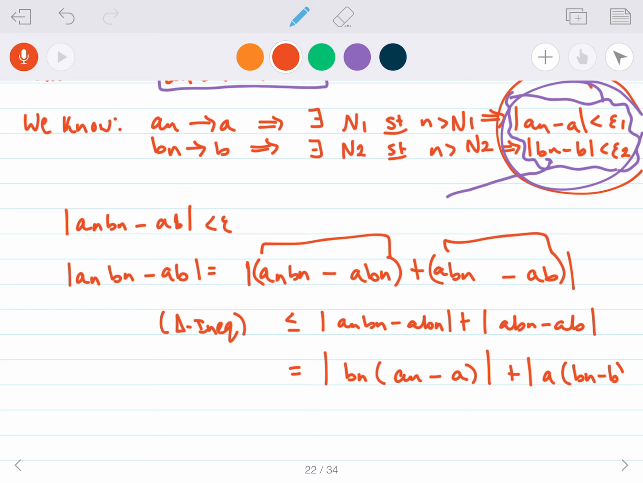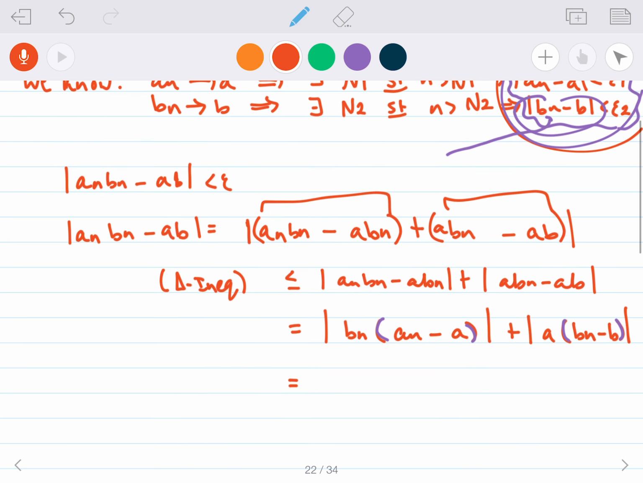And now I'm like, okay, I'm doing something right because I have the B sub n minus B, and I have the A sub n minus A. So I'm on the right track. So I'm going to go ahead and do what you naturally would, which is pull out the B sub n and the A. So I'm going to pull out abs B sub n. Remember, by properties of absolute value, we can separate the products out in this way.